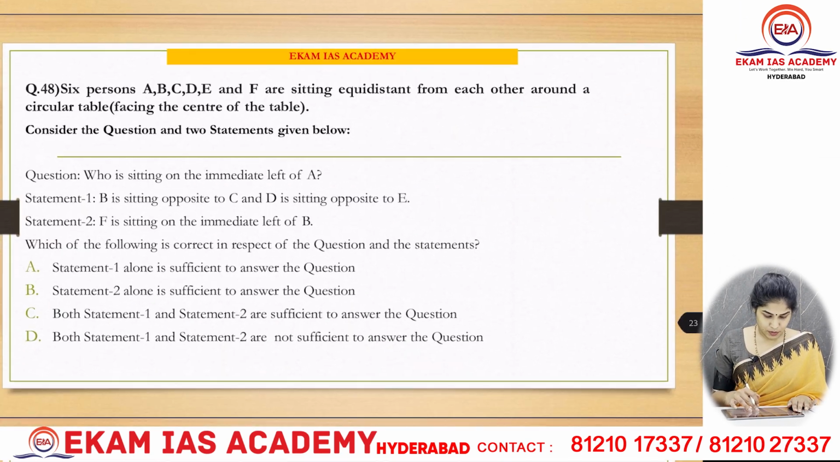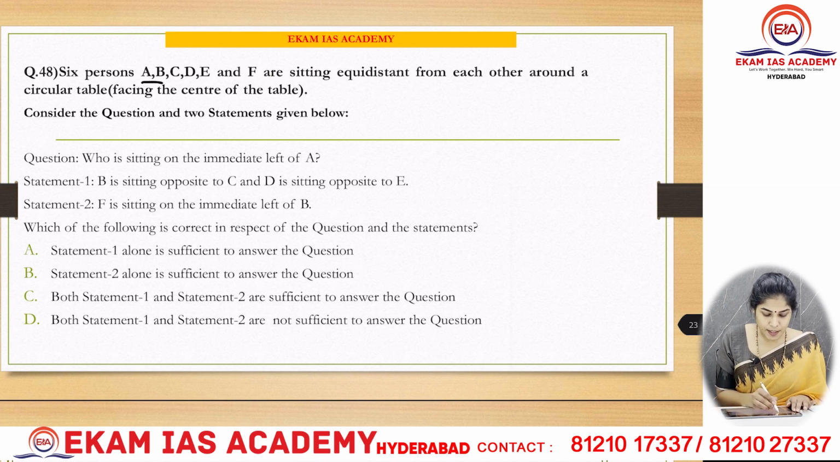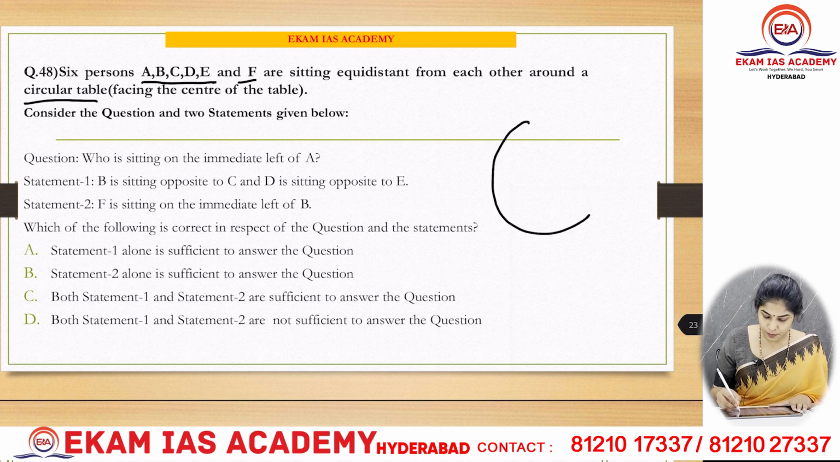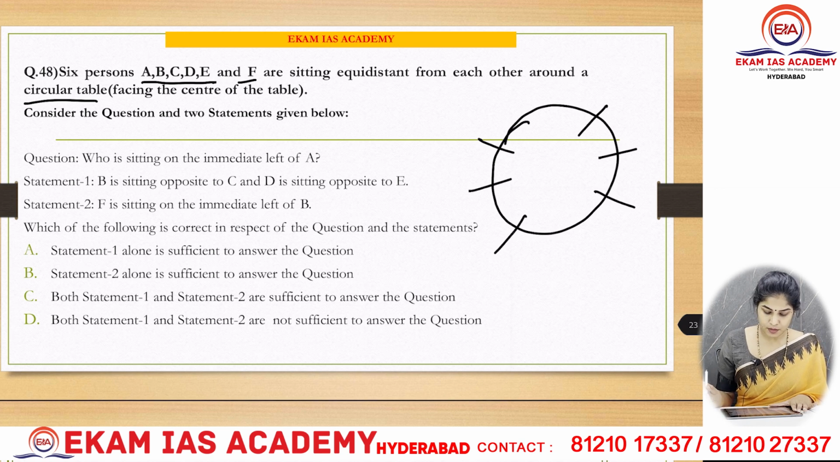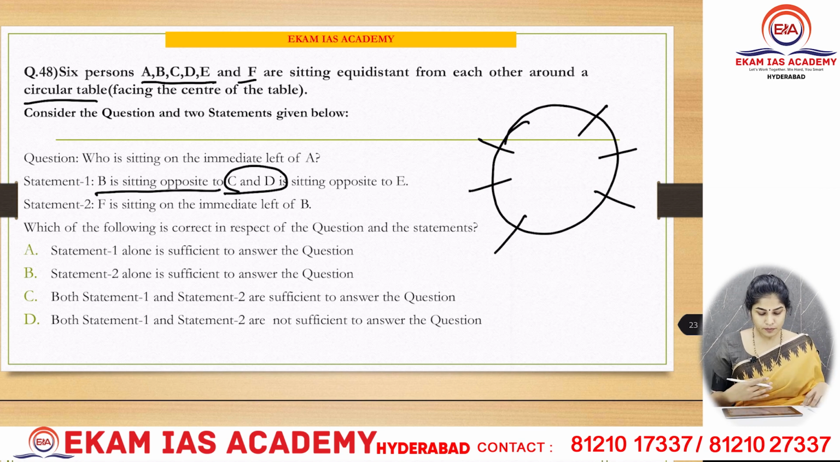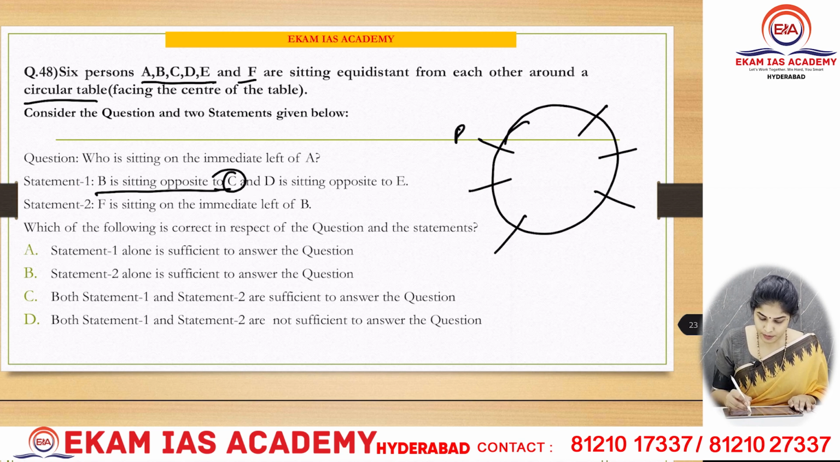Let's go to the next question. 6 persons A, B, C, D, E, F are sitting equidistant from each other around a circular table. So 6 of them, right? 1, 2, 3, 4, 5, 6. Let us go to the statements first. B is sitting opposite to D, C and D. Right. B is sitting opposite to C. Right. B is sitting opposite to C.